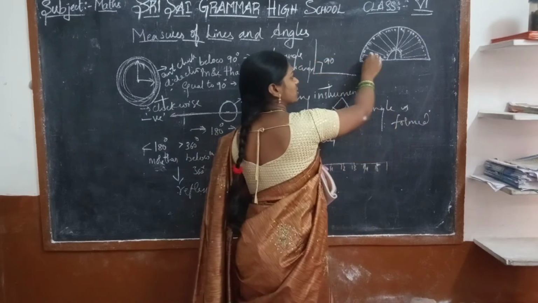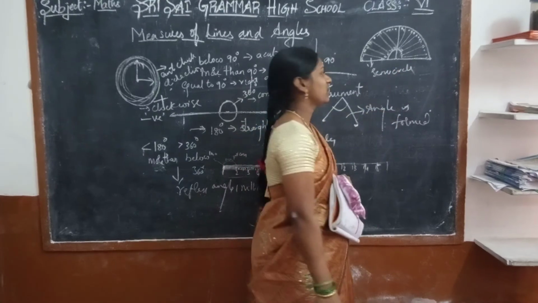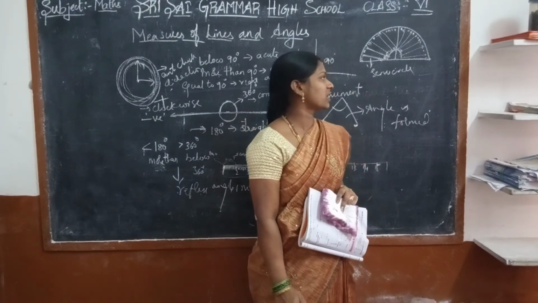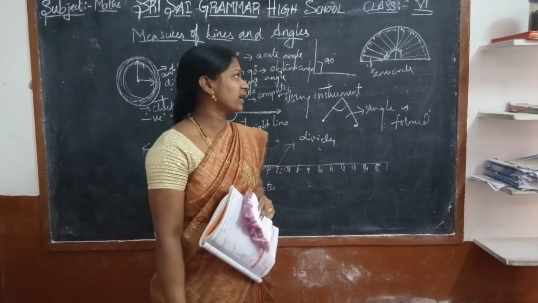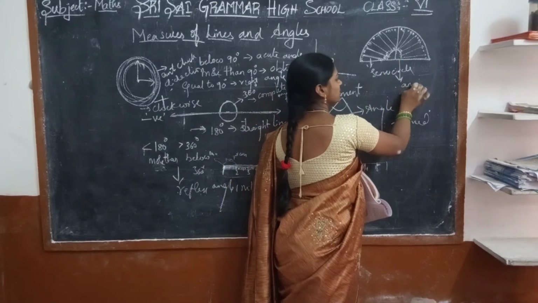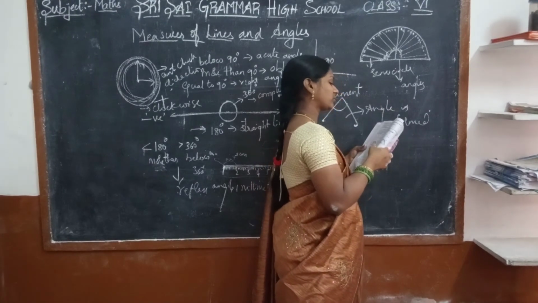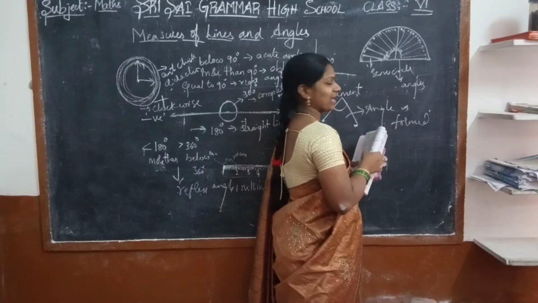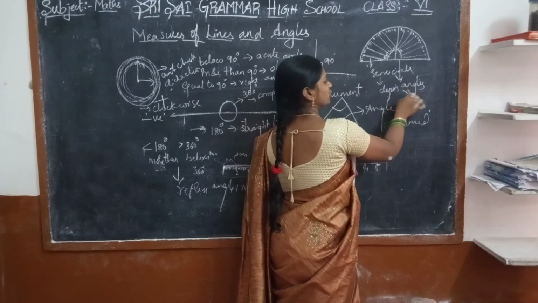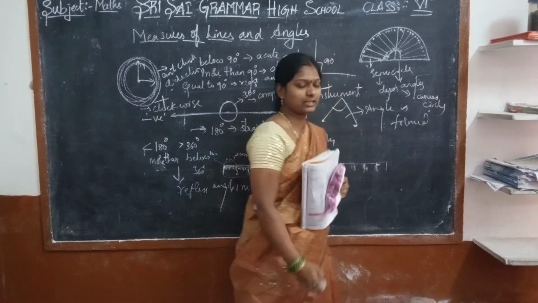It is called a semicircular measure, and angles can be seen in each unit, in each centimeter. It is used to measure the angles, and also to form and construct angles. It is used to know the degrees.